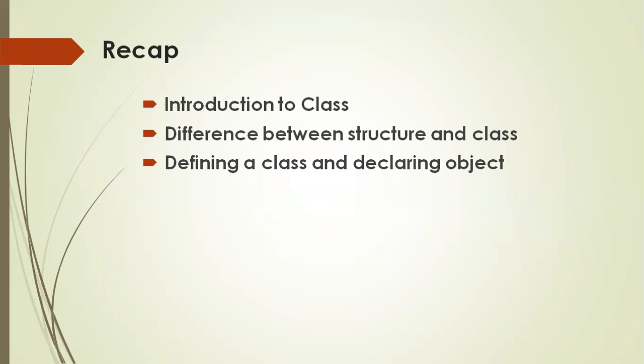The difference is that the data members of a structure are by default public in nature. That means you can access structure members anywhere in the program, not necessarily within the structure. Whereas the members of a class are by default private in nature, meaning they are accessible only within the class. So you cannot access them outside the class by default. We also studied how a class can be defined and how we can create objects of the respective class.